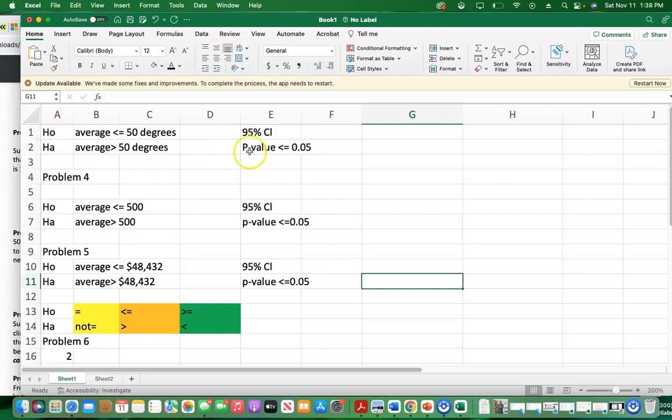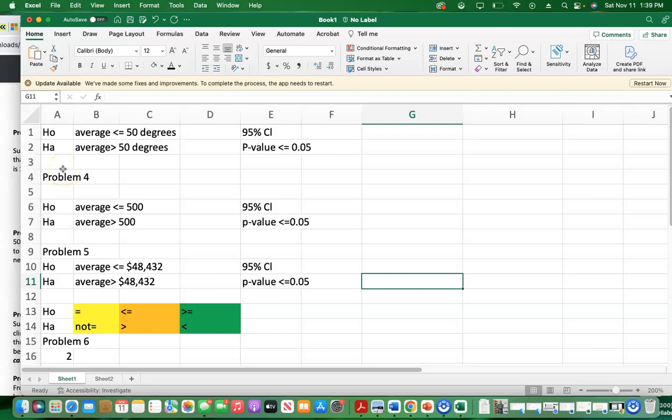If the probability value is greater than 0.05, or greater than the significance level, then you won't have enough evidence to reject the null hypothesis, and therefore you can say that you failed to reject the null hypothesis. We don't agree with the null hypothesis, but we failed to reject it.